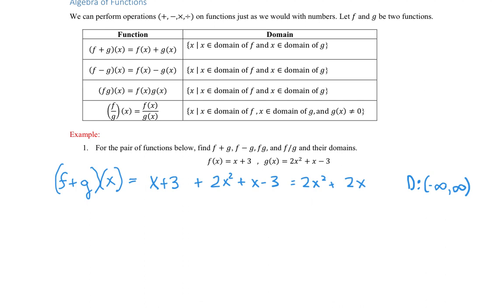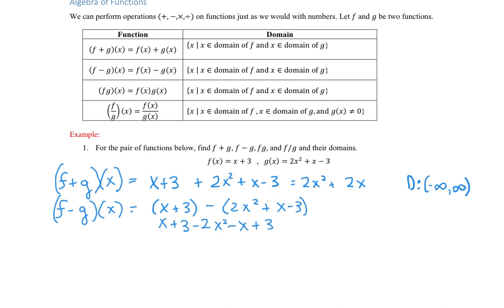Let's move on to f minus g. In this case, we want to be very careful to use our parentheses. And we need to do this because we will have to distribute this negative sign to each of these three terms in g. When we distribute, we'll get this, and then we'll need to combine our like terms. So our f minus g is negative 2x squared plus 6. And this domain will also be negative infinity to infinity.